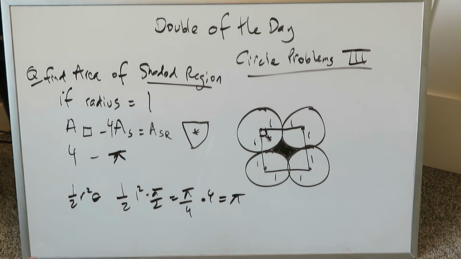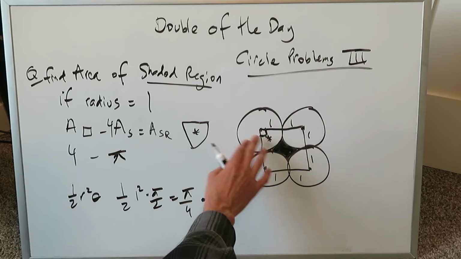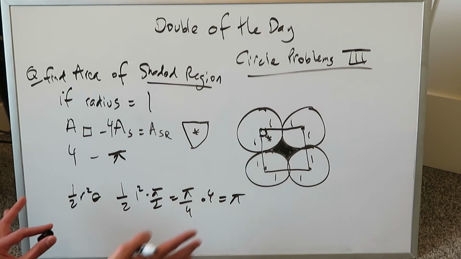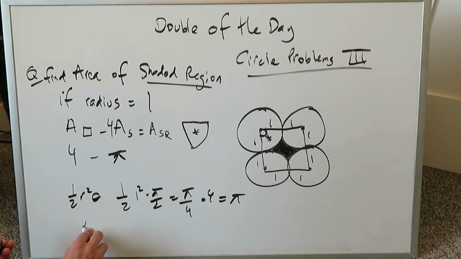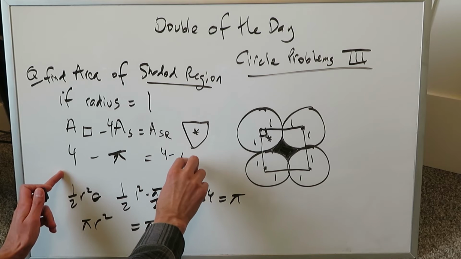Let's look at it a second way. If you wanted to ignore the whole sector idea, I told you 4 sectors gives you one of these circles, because each of these is 90 degrees, and 4 times 90 gives you 360 degrees, a full circle. You could have just done the area of one single circle which accounts for 4 sectors, and that would be pi times 1 squared, and that again would be pi. So what's the area of the shaded region? It's going to be 4 minus pi, and that right there will be your answer.